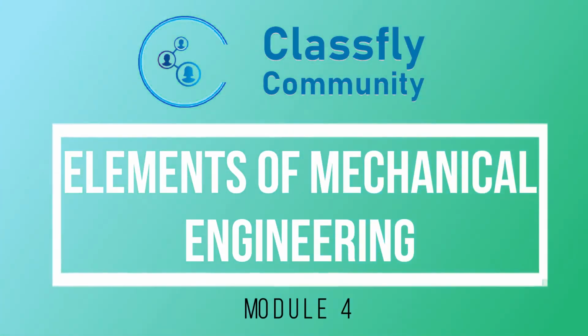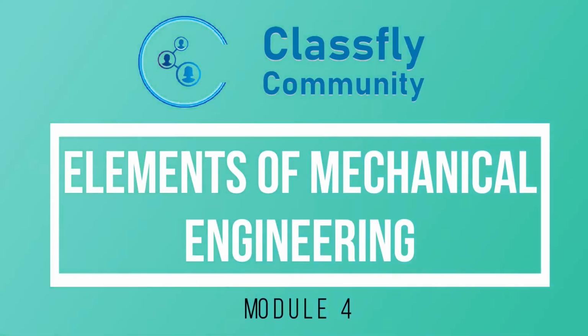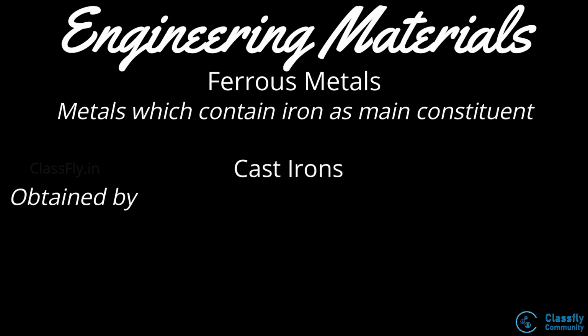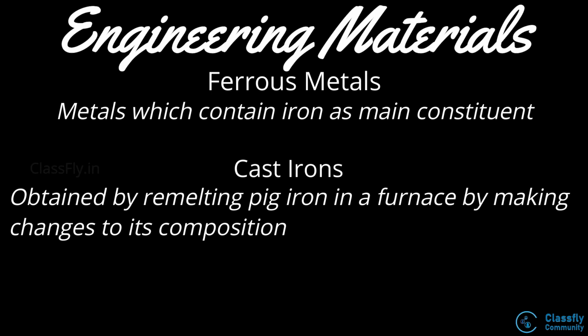Hi guys, today let us do a quick revision of the fourth module. We first looked into the ferrous metals. Well, these are metals which contain iron as their main constituent. Here we studied about the cast irons. Well, these are obtained by remelting the pig iron in a furnace by making changes to its composition.